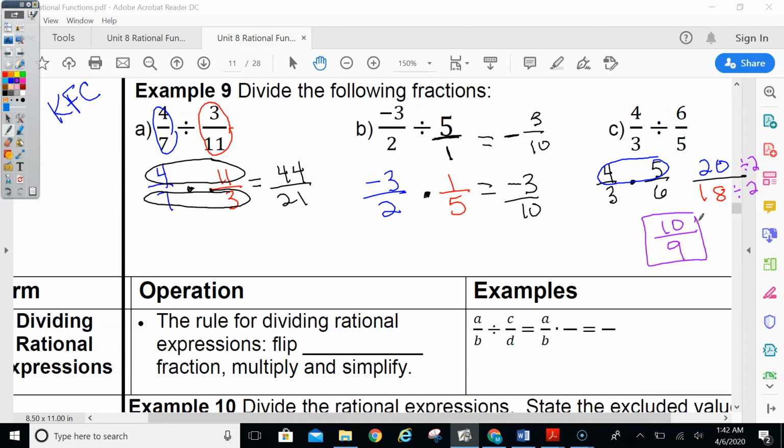So now we're putting it together. We're flipping, then we're multiplying, and then we're reducing if possible. So the rule is you flip the second fraction and you multiply together. So keep the first one the same, flip the second one, and then change the sign. KFC. Keep the first one, flip the second one, and then change the sign to multiply. So top, top gives us AD, bottom, bottom gives us BC.